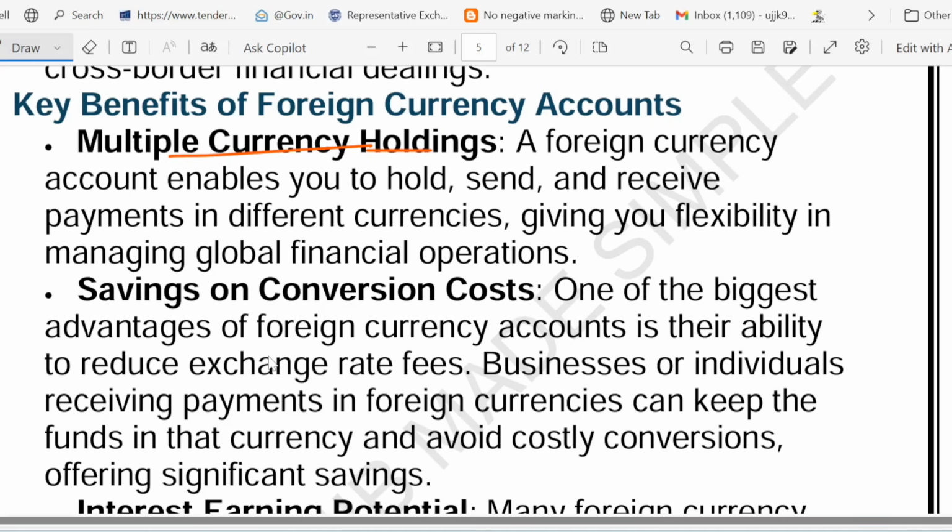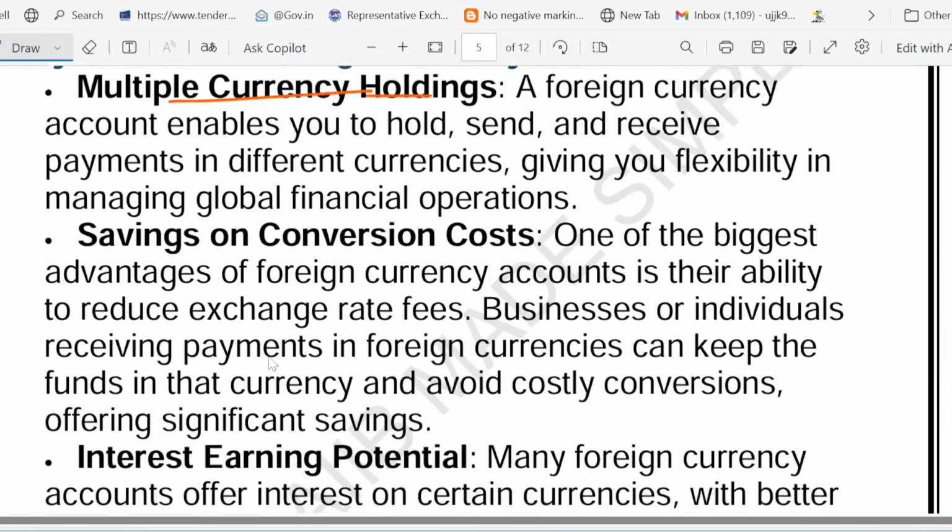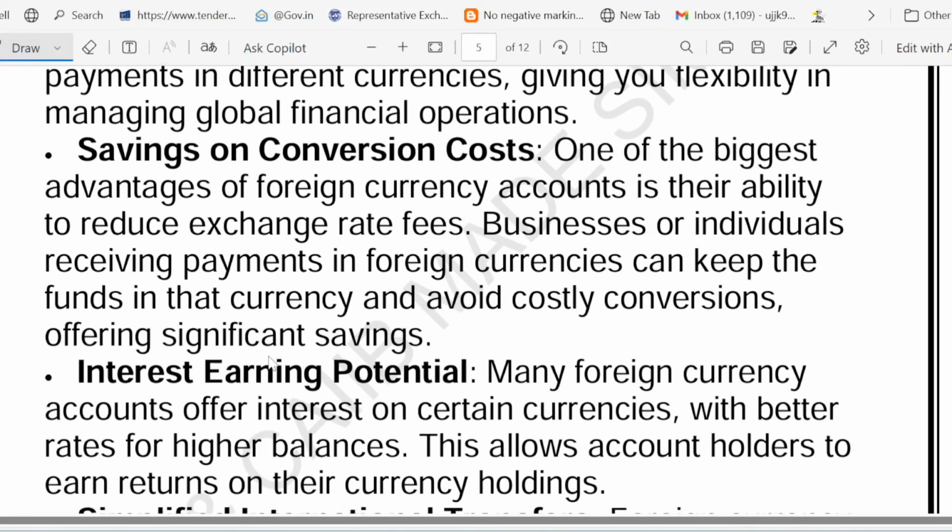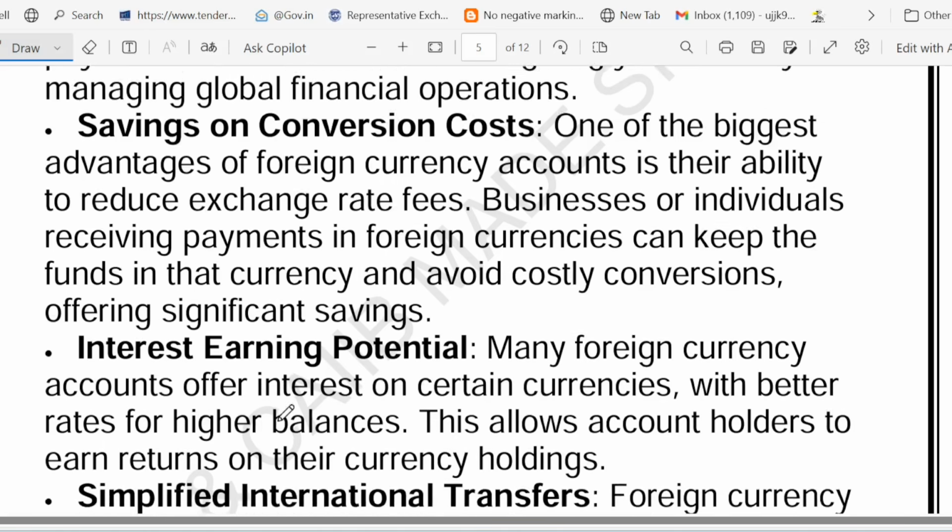For example, a freelance designer in India gets paid by a US client in dollars, by a UK client in GBP, and by an Australian client in Australian dollars. So instead of three different bank accounts, they can use one multi-currency account to collect, hold, and spend each currency as needed. Then saving on conversion cost: I already told you about avoiding losing money every time you exchange currency, which we already discussed.